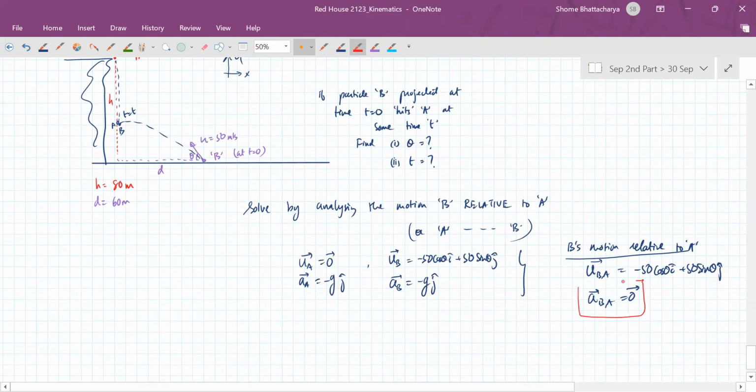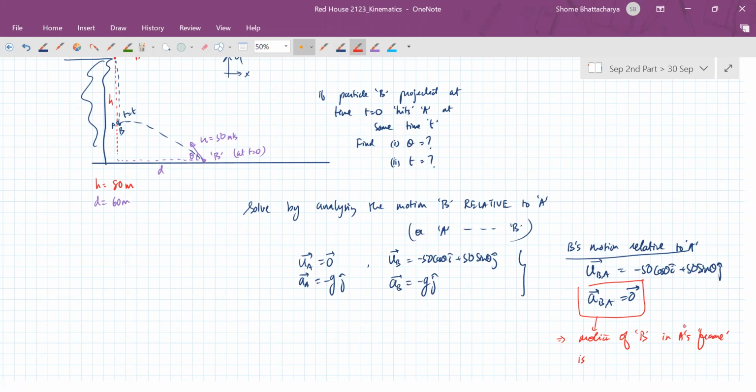So this gives us a very interesting aspect about the motion. This fact that the relative acceleration is zero implies that the motion of B in A's frame, what type of motion is it? Can you tell me what type of motion it will be if the acceleration is zero? Uniform. Yes, very good. It is a uniform motion, that is, it is at constant velocity.